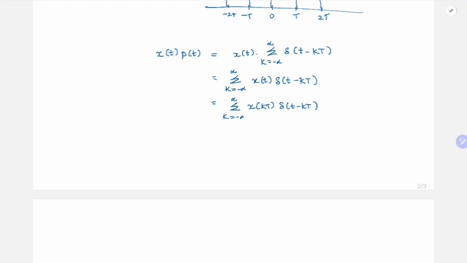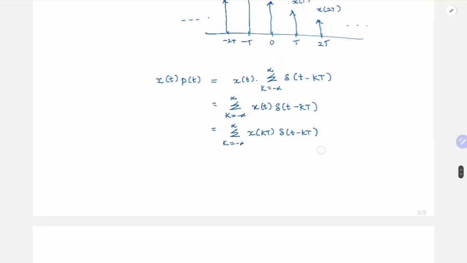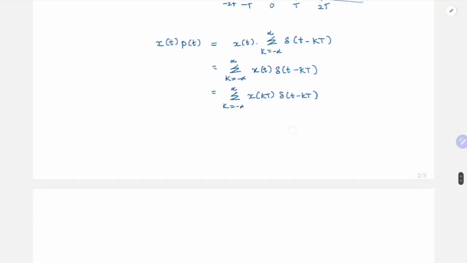And when we look at the frequency domain, there is actually something interesting happening. So let's take a look at that. We know that multiplication in time domain will lead to convolution in the frequency domain. Let's say I take the Fourier transform. So I'll get X of j omega convolved with P of j omega. So first we need to find what is P of j omega.